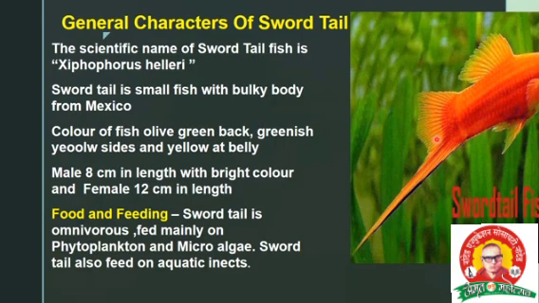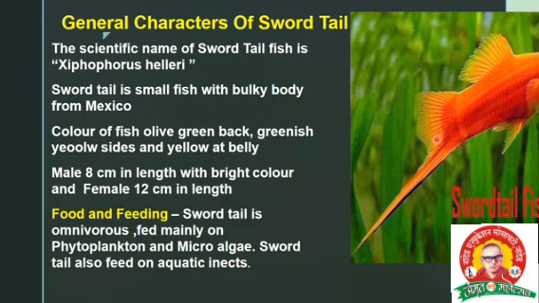Then the scientific name of swordtail. It is important for MCQ purposes. The scientific name of swordtail fish is Xiphophorus helleri. Xiphophorus helleri. Then widely it has a green back, greenish-yellowish sides and yellow at the belly. This is about the coloration of the fish.